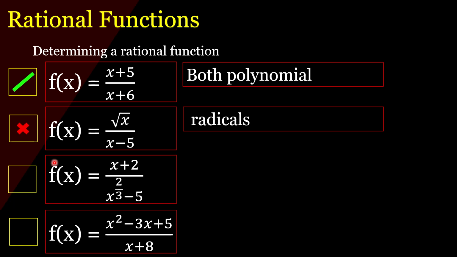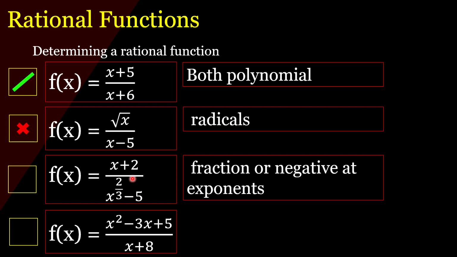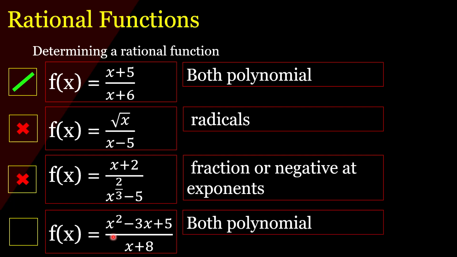So, eto naman, f of x is equals to x plus 2 over x raised to 2/3 minus 5. So, meron siyang fraction or negative sa exponent. So, pagka yung isang function, merong fraction na negative sa exponent, hindi siya rational function. So, eto naman, x squared minus 3x plus 5 over x plus 8. Pareha silang polynomial. So, this is a rational function.